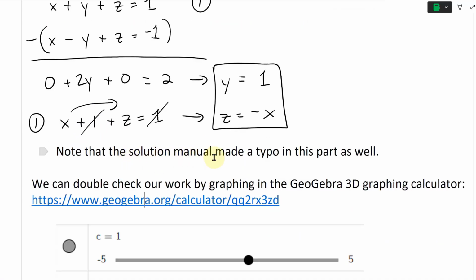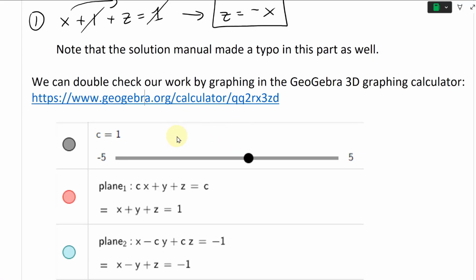And note that the solution manual made a typo in this part as well, and then got the answer wrong. So this is right. Whatever solution manual got was wrong. And again, we can double check all of our work using the amazing GeoGebra 3D graphing calculator.